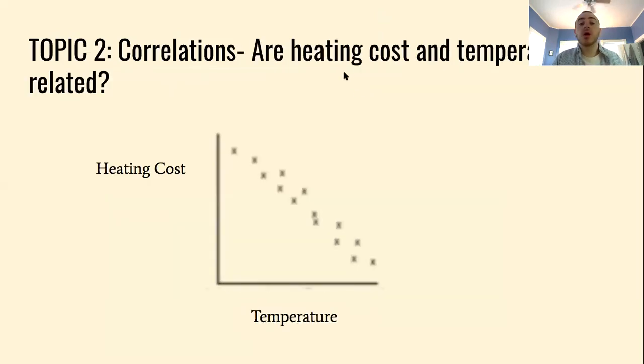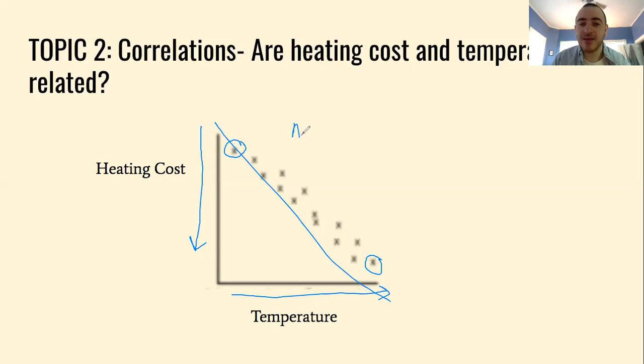There we go. For this one, are heating cost and temperature related? As you can see, temperature is increasing as we move to the right, and the heating cost is going to decrease. When temperature is low, the heating cost is high, but when temperature is high, the heating cost is low. That means this is a negative correlation, because they're oppositely related. Again, pause and take notes if you need to.